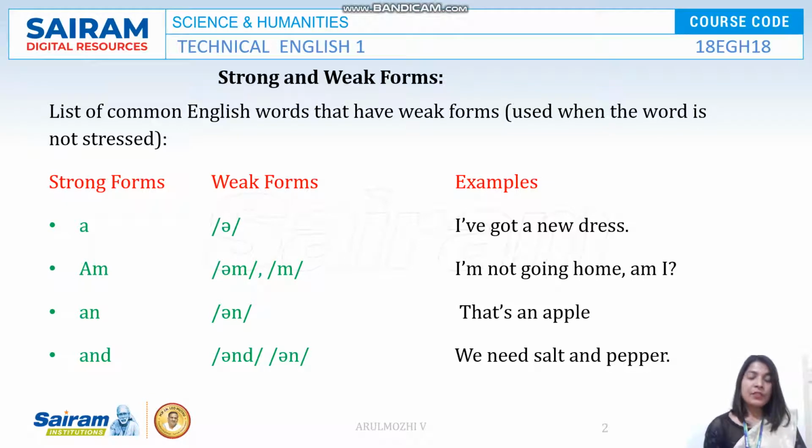So likewise, we have a weak form for so many words in English, and it is very important to understand them because when native speakers speak, they don't pronounce everything very strongly. So we should not mistake it. In order to get clarity, we should have an idea about what is the weak form and what is the strong form of a particular word. So let's go and check them out one by one.